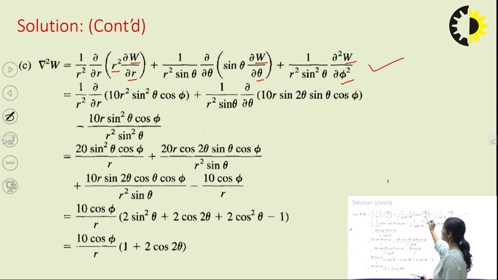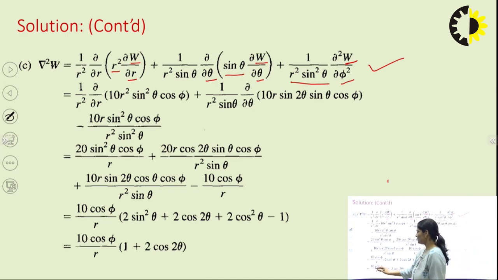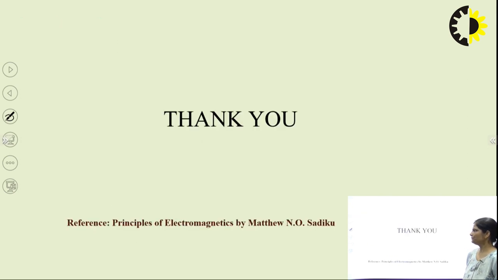Here you have to multiply this with sine theta, and again differentiate it, and after that multiply by 1 upon r square sine theta. Here you have to differentiate your scalar field with respect to phi two times, and after that multiply by 1 upon r square sine square theta, and you will get the result. That is equal to 10 cos phi upon r in bracket 1 plus 2 cos 2 theta. So this is the way you can find the Laplacian in Cartesian, cylindrical and spherical coordinates. Thank you.